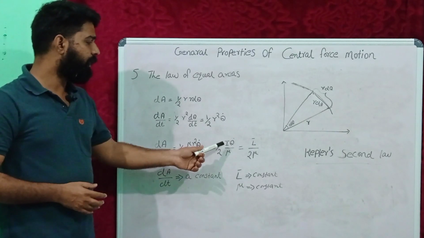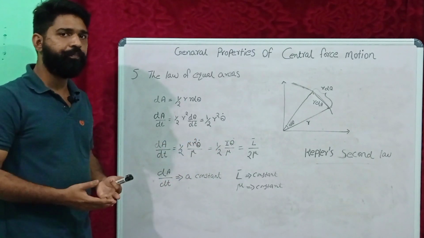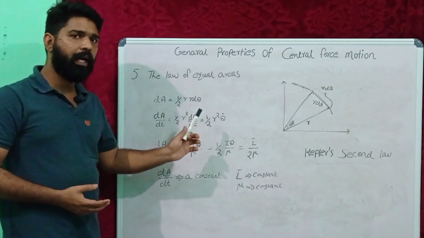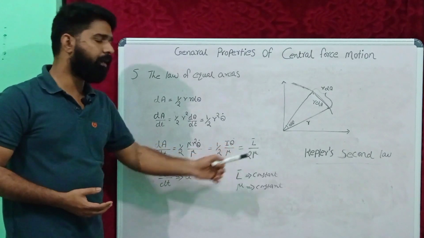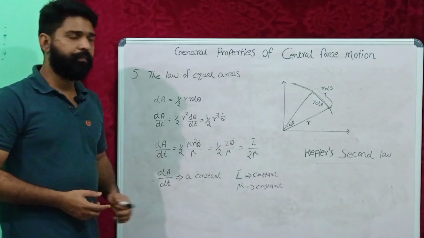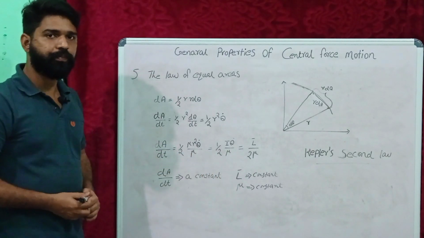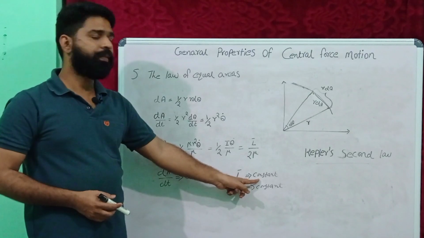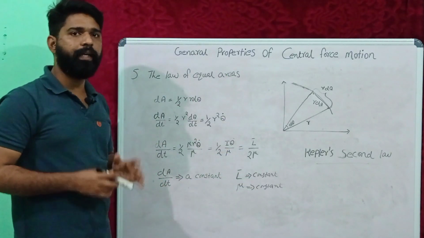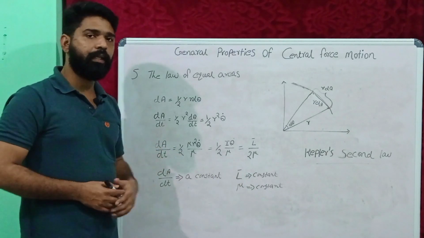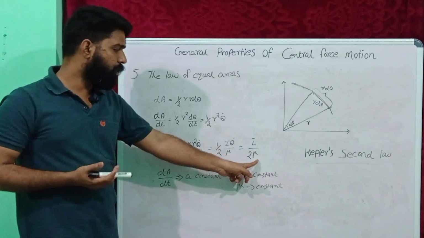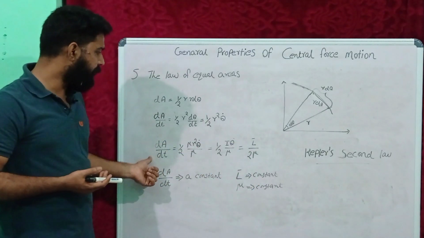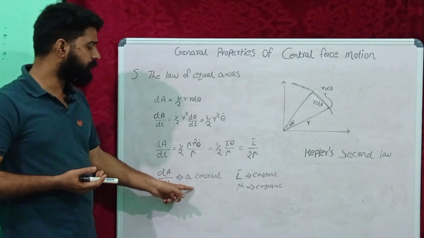That means, what is I theta dot? We already studied moment of inertia times theta dot is equal to I omega, and I omega is equal to the angular momentum vector L divided by 2 mu. And here the angular momentum is constant because we already proved that the angular momentum in central force motion is conserved. So L is constant, and mu, the reduced mass, is also constant. So L and mu are constant. That means dA by dt is equal to a constant value.